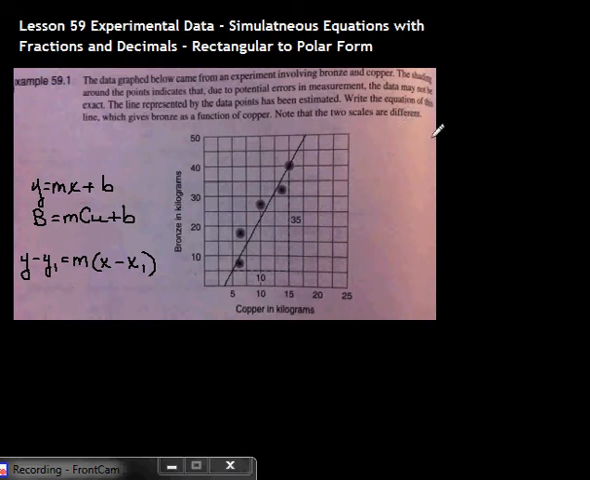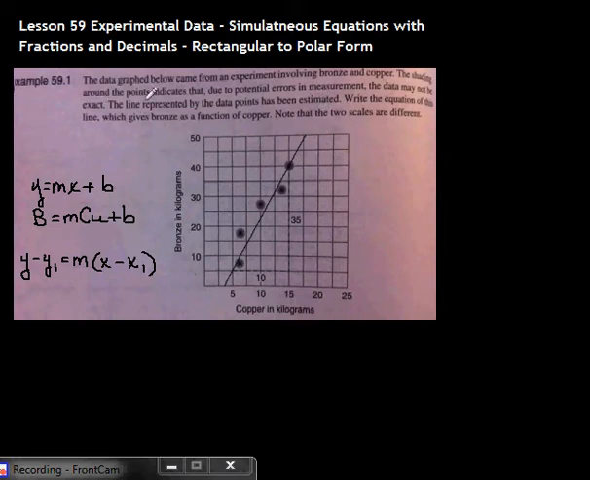So this lesson is quite a complicated lesson, so it's really important that you watch this even if you tried to do your homework. This lesson has 3 parts: experimental data, simultaneous equations with fractions and decimals, and rectangular to polar form. Now the first kind of problem everyone really hates, and I'm hoping that after I do this you're going to think, oh, that's not bad. So let's look at that one.